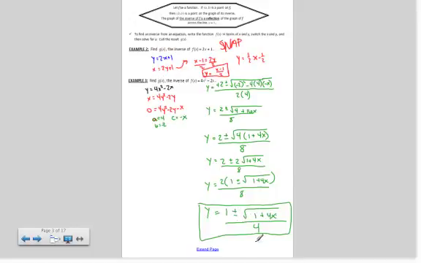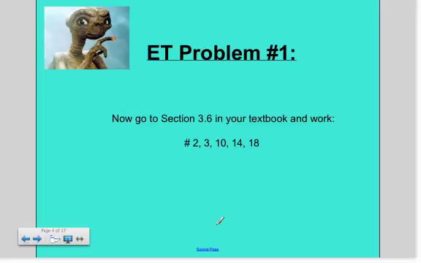Yep, that's a good point. So here we could write g of x equals (x minus 1) over 2, but in example 3 we couldn't write g of x because it's not a function. Well, we can call it g of x. What we can't do is give it our special function notation. Even though in the book they do that, sadly. It's illegal. Okay, so for your ET problem 1, go to section 3.6 and work 2, 3, 10, 14, and 18.